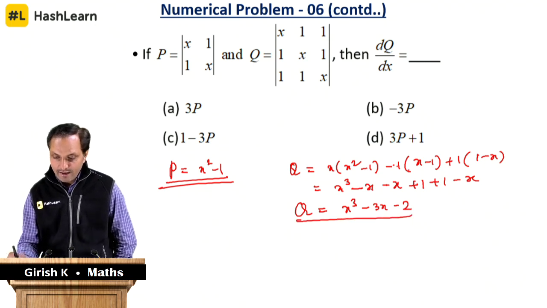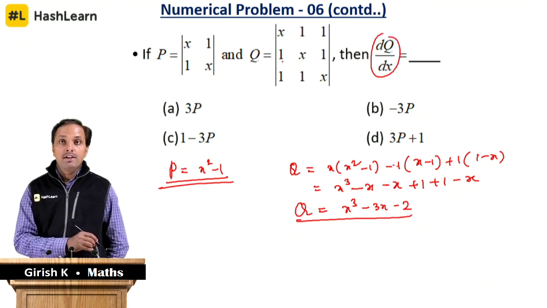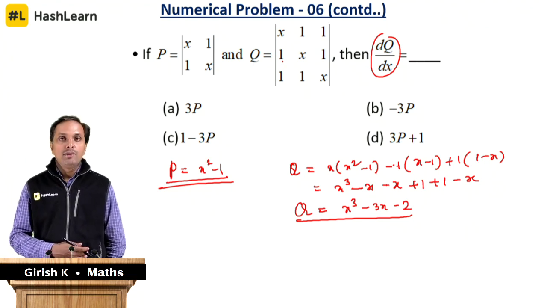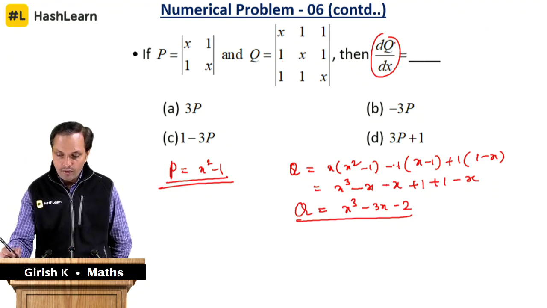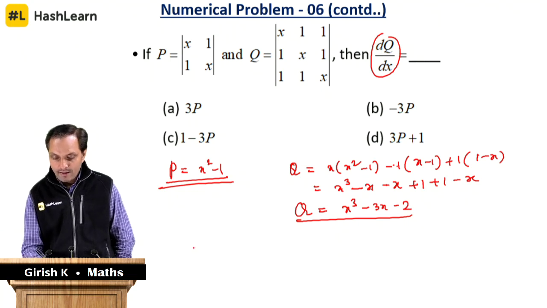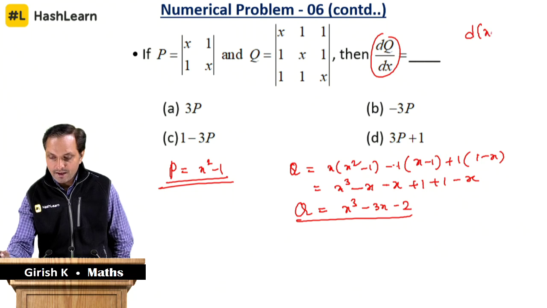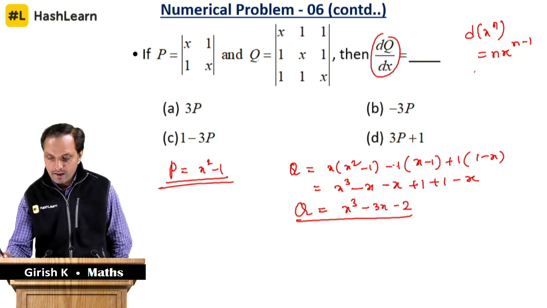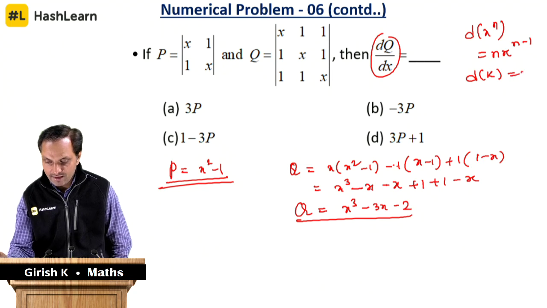Then what exactly is dQ by dx? Dear students, if your basics of determinants are taught, then you can use this approach. If you don't know, you need not worry. You can just follow these steps. Differentiation of x power n is n into x power n minus 1. Differentiation of a pure constant is 0.